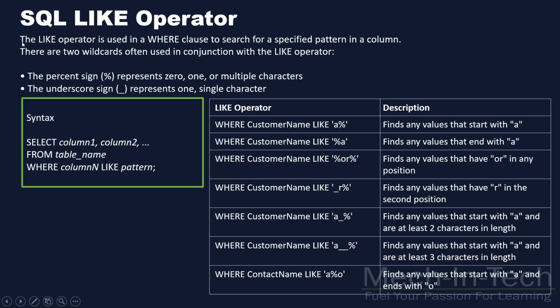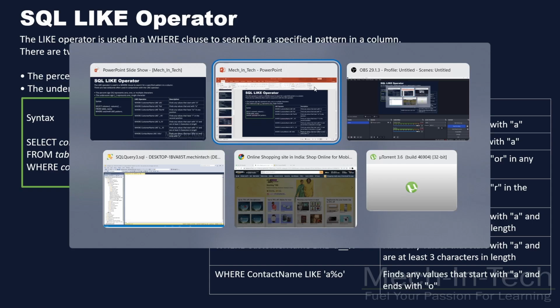So in this video we are going to see the LIKE operator. The LIKE operator is used in a WHERE clause to search for a specified pattern in a column. We can use the LIKE operator in many ways, so we will see everything in practical. Let's move to SSMS.